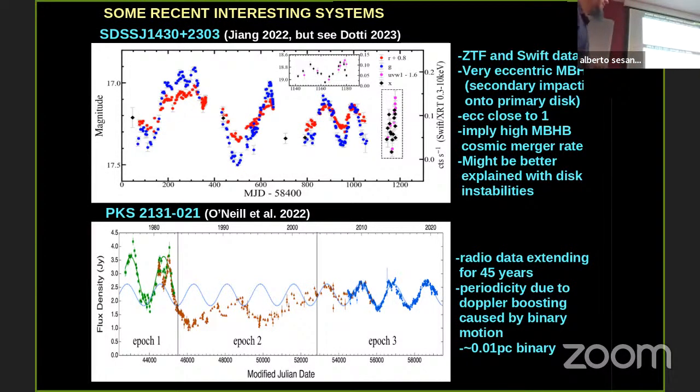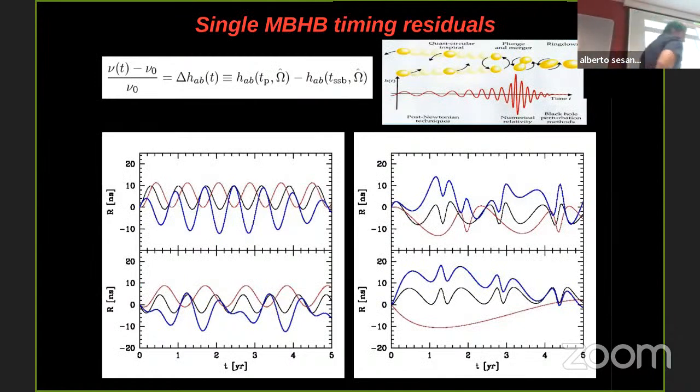Of course, gravitational waves may come to help, because if you have a firm detection of a gravitational wave from a massive black hole binary, that would be a smoking gun that those objects actually exist, they can pair efficiently, and they eventually coalesce. So this is how a massive black hole binary might look in our pulsar timing residuals.